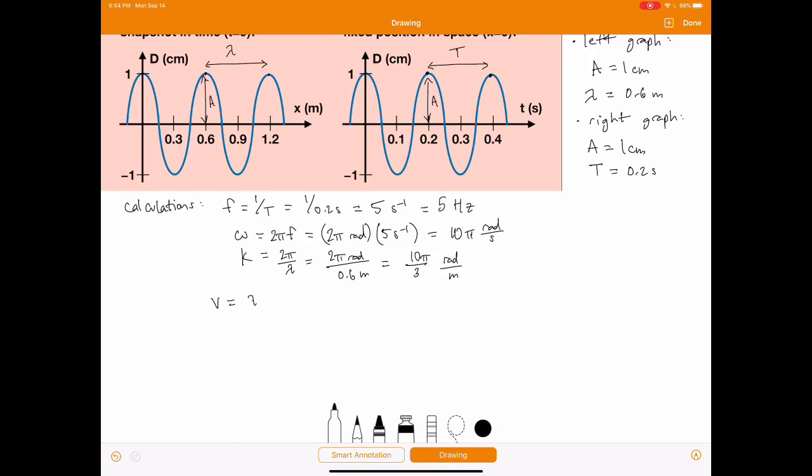For that, we'll use the relationship v is equal to lambda times f, where lambda is the wavelength equal to 0.6 meters, and f is the frequency equal to 5 hertz or 5 inverse seconds. This comes out to a nice round number, 3 meters per second. So that's our propagation speed.